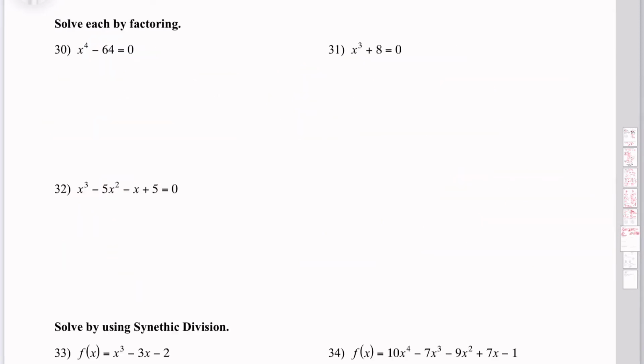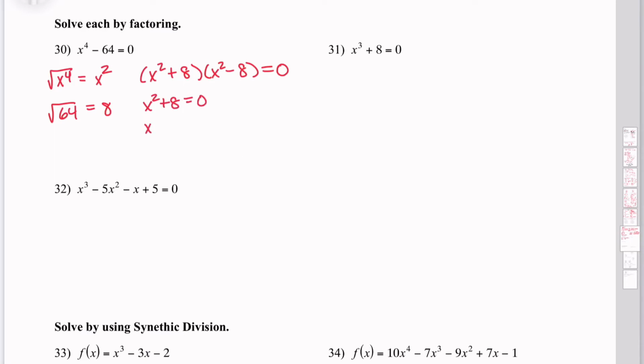For question 30, we can use the difference of squares to factor and then to solve. If we square root the first term, we get x squared. If we square root the second term, we get 8. So we can rewrite this function as x squared plus 8 and x squared minus 8 and set that equal to 0. Now we're going to set each parentheses equal to 0. x squared plus 8 equals 0. Subtract 8 from both sides, leaving us with negative 8. Square root, and don't forget the plus or minus.